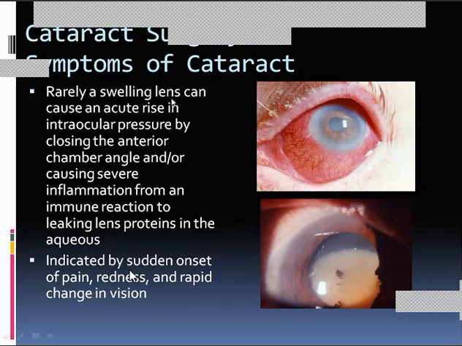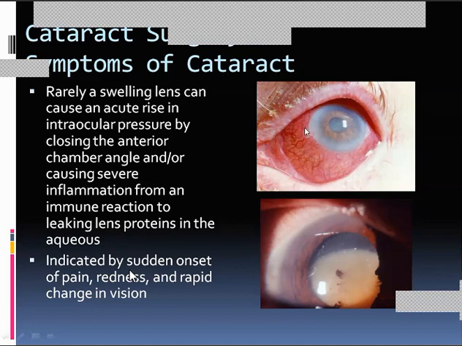Rarely, the swollen lens can cause an acute rise in the intraocular pressure, closing the anterior chamber. That is angle closure glaucoma. I already told you this is the anterior. This is due to the shallowing of the anterior chamber by the swollen lens, and it is more common in hypermetropic and small eyes.